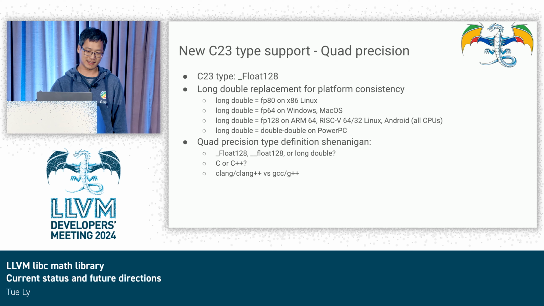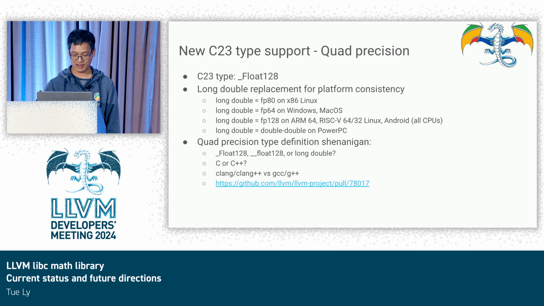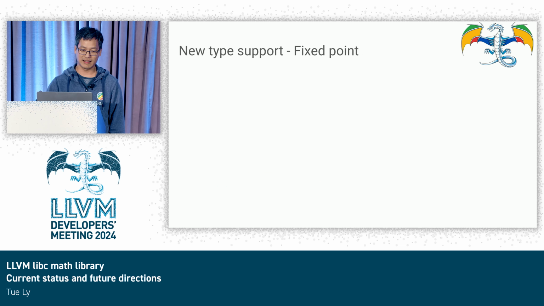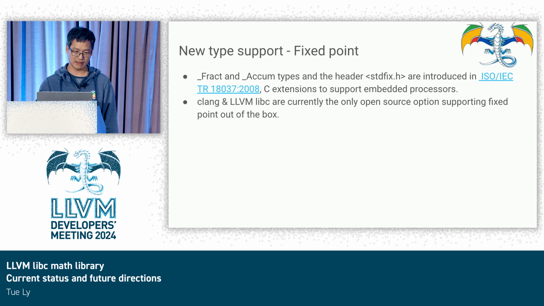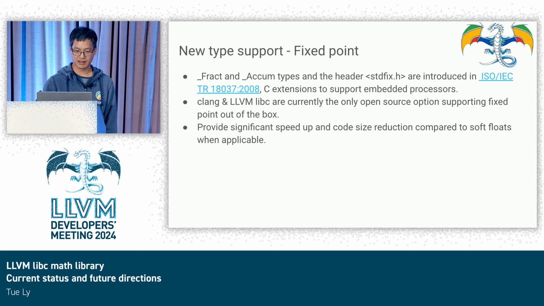Okay, C or C++, Clang or GCC, and this is a quick investigation that we have. The new one from the C support is fixed point. This was specified in 2008 as an extension for embedded processors. We're implementing it right now, and Clang and LLVM libc are the only open source options you have for fixed point out of the box. This does provide significant speedup and cost size reductions when it's applicable.